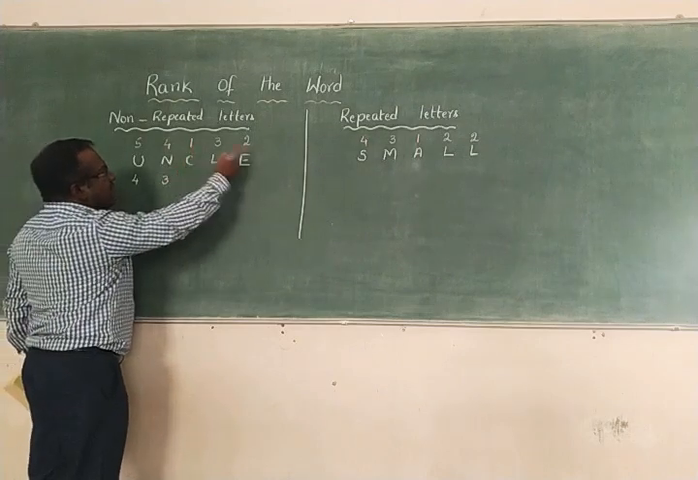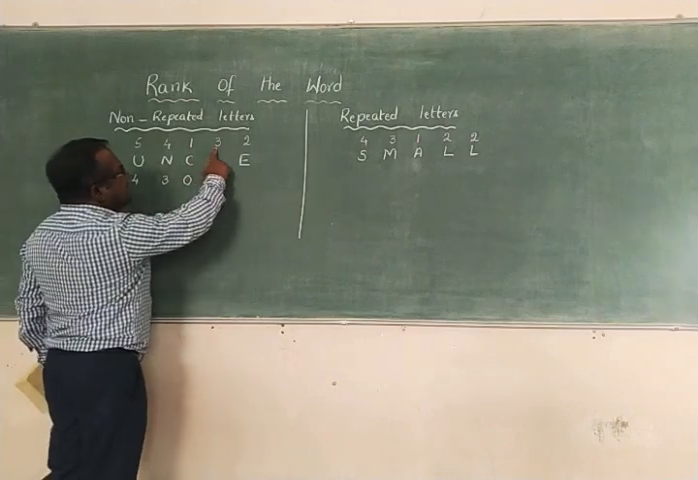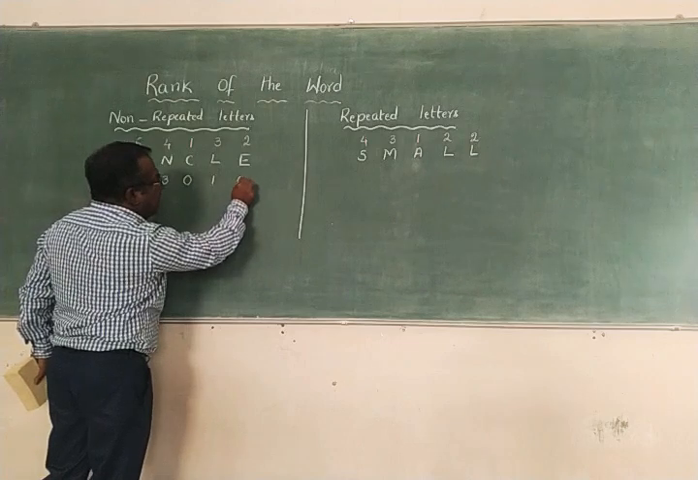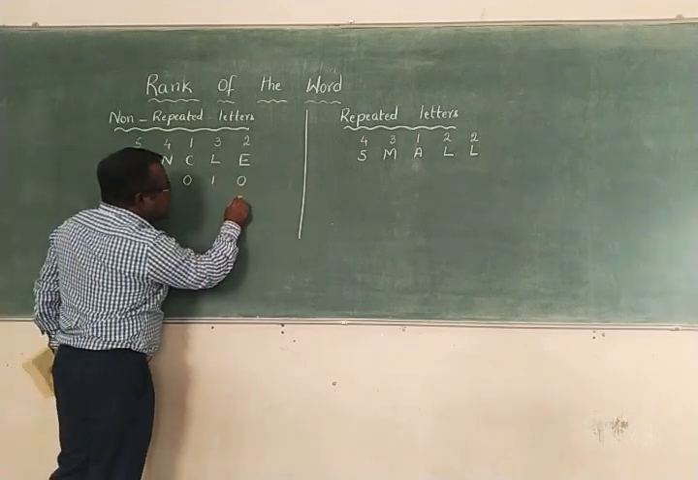Less than 1 on the right side. There is no less than 1. 0. Less than 3 on the right side. 1. Less than 2 not there. 0. After writing this, start on the right side.